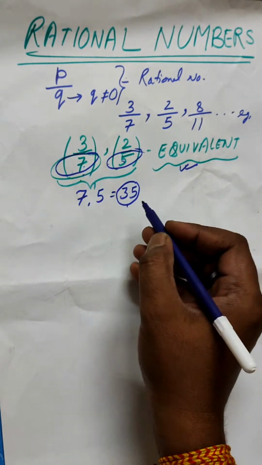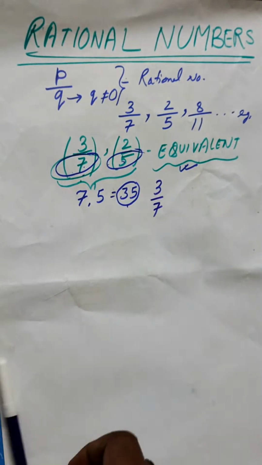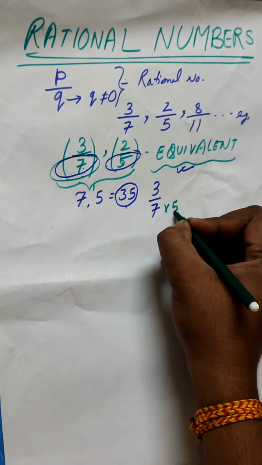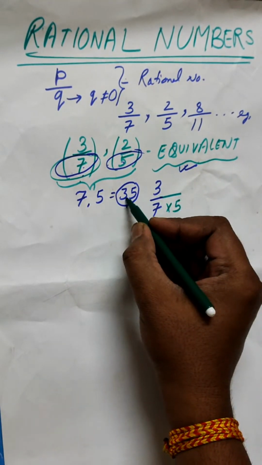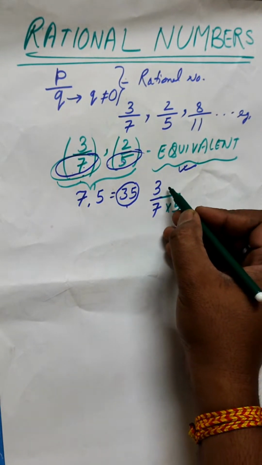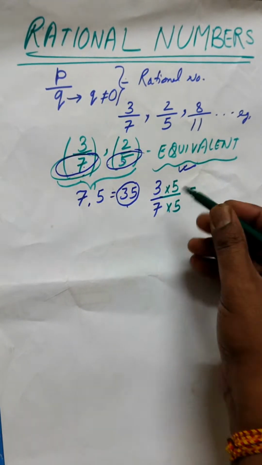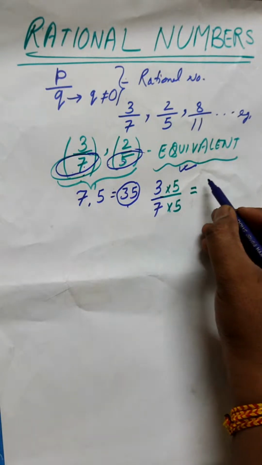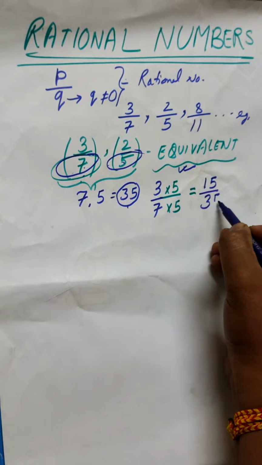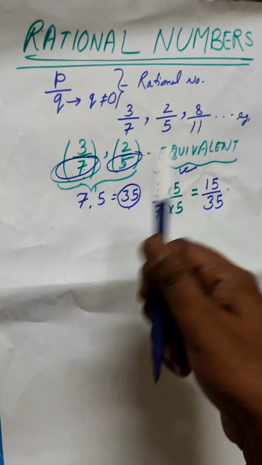To do that, what will you do? If 3 by 7 is given to you, just multiply it by 5, then the denominator becomes 35. And when you are multiplying the denominator by 5, you need to multiply the numerator also. So now the given rational number becomes 15 by 35. This is your first: 3 by 7 becomes 15 by 35, right?